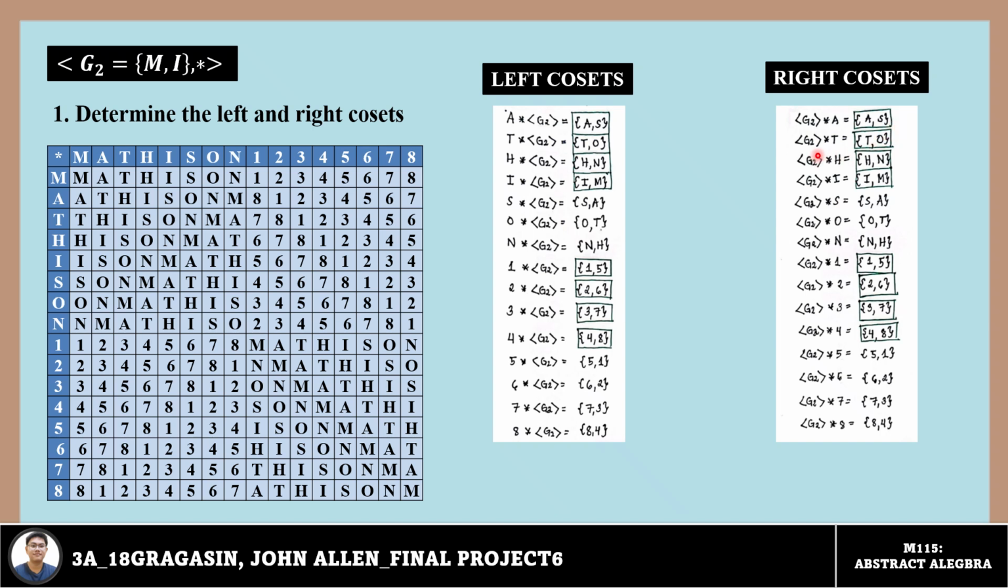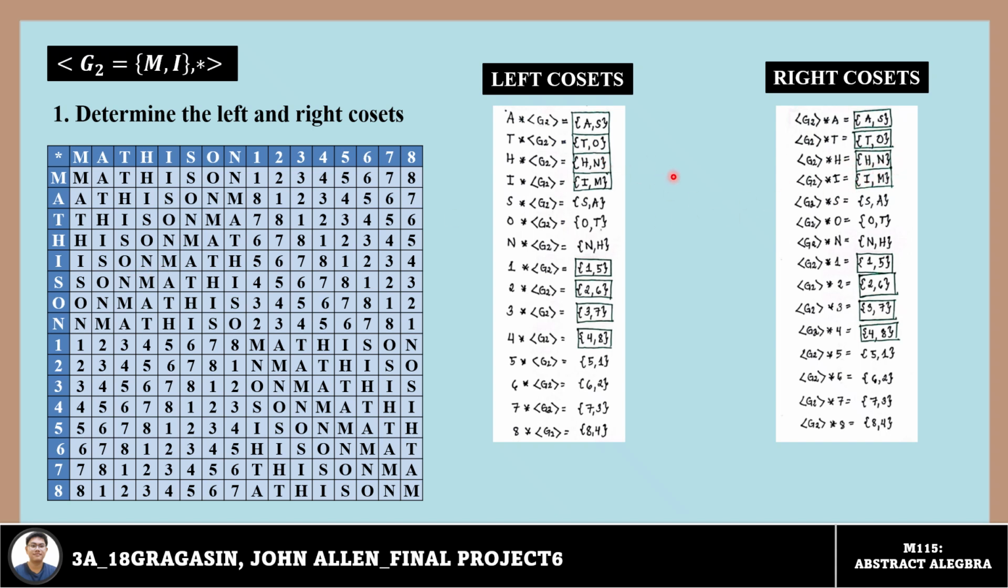And then for our G sub 2, then operate it by T. So M star T, we have T. And then I star T, we have O. That is why our answer here is T and O. And then for our third one, we have G sub 2 star H. So M star H is letter H. And then I star H. We have here the answer of H and N. That is why we have here.